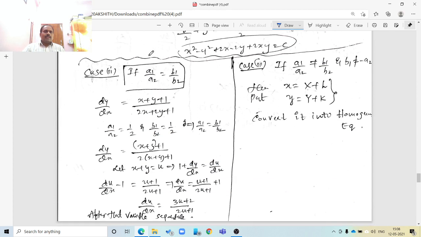And the second method is if a1 by a2 is equal to b1 by b2. For non-homogeneous equations, this is the second case. dy by dx is equal to x plus y plus 1 by 2x plus 2y plus 1. You see the coefficients.